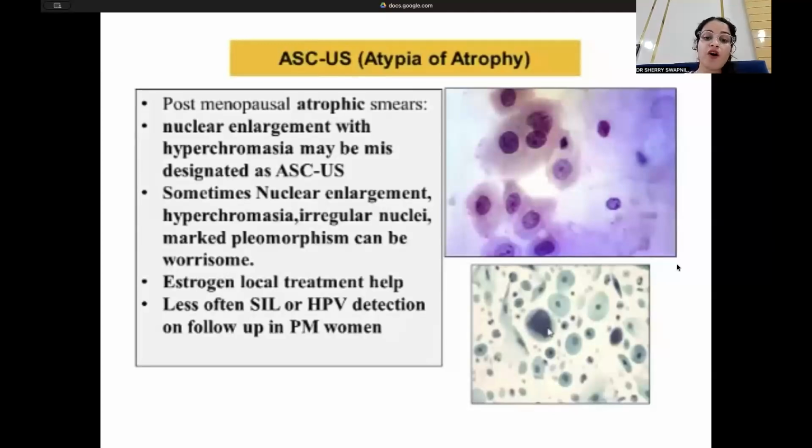But to confirm whether it is ASC-H or just associated with atrophy, what we recommend is the patient should go for local estrogen treatment for 3 weeks, and after 3 weeks we can reevaluate the patient. We can again go for the pap smear, and if these cell changes still persist, then it could be because of the atypia. If these cell changes get normalized, the contour is maintained, then it could be because of the atrophy. Next, please.